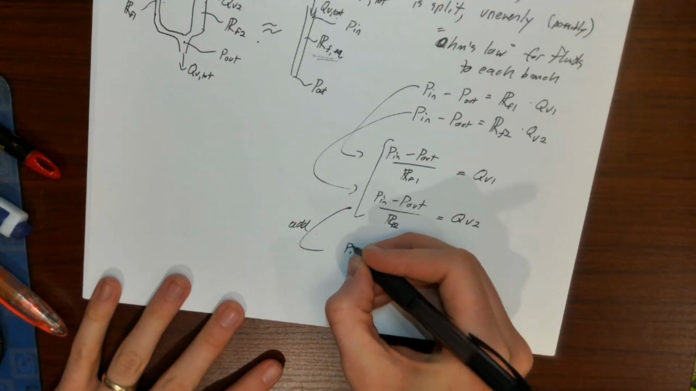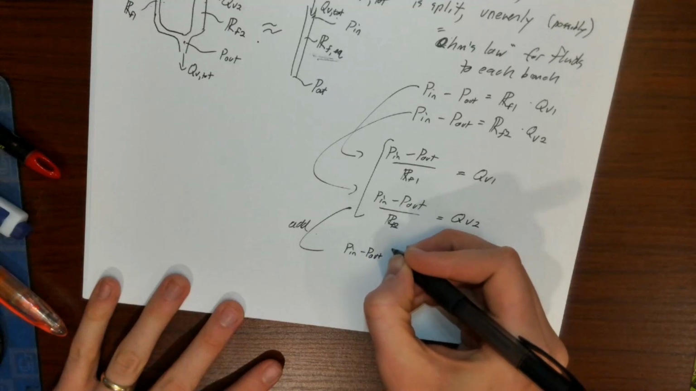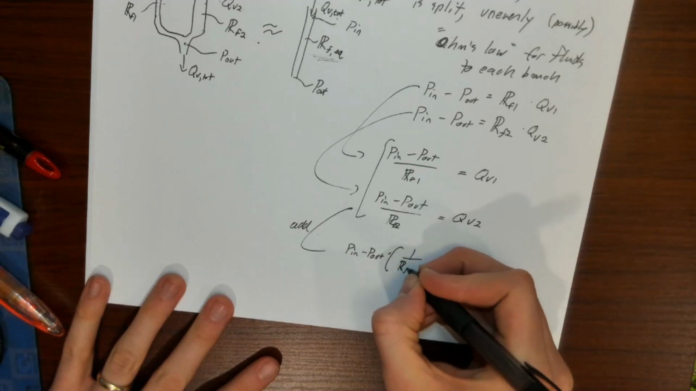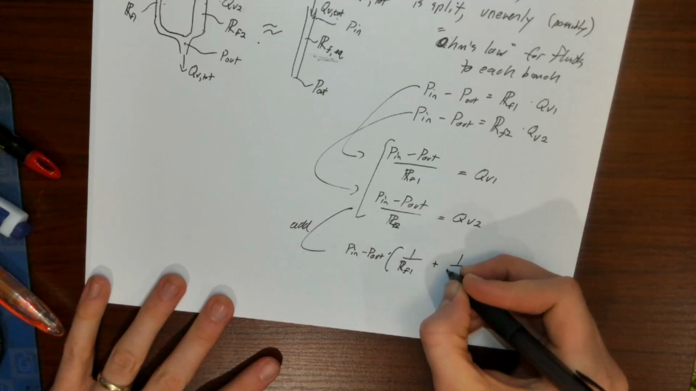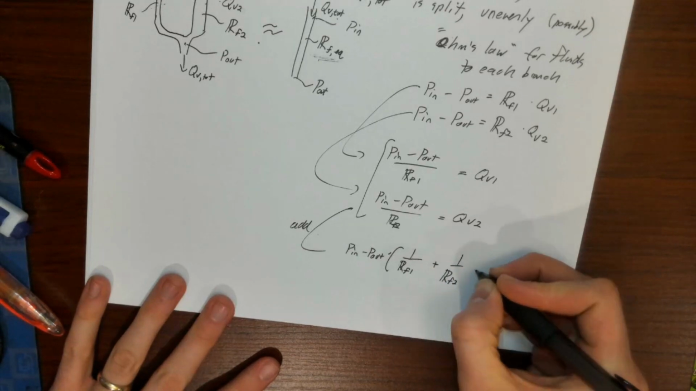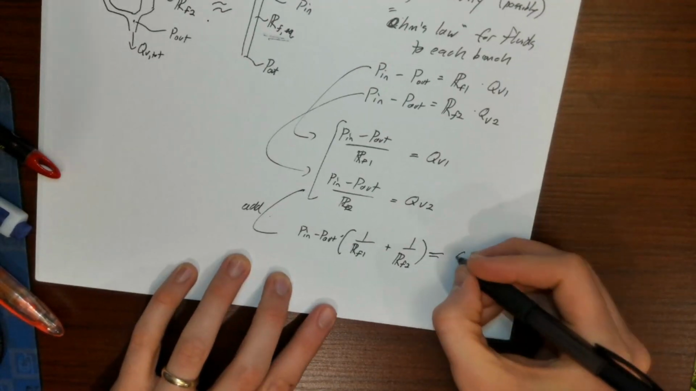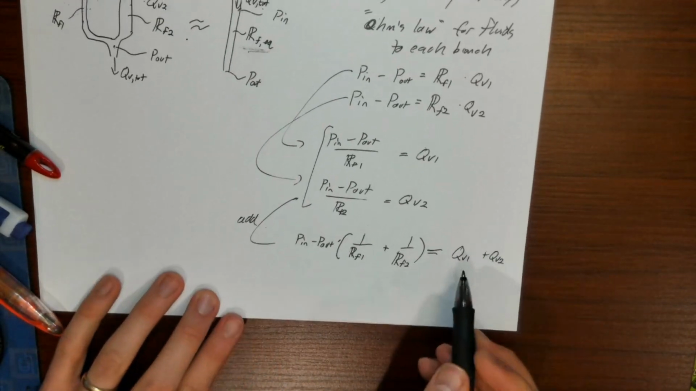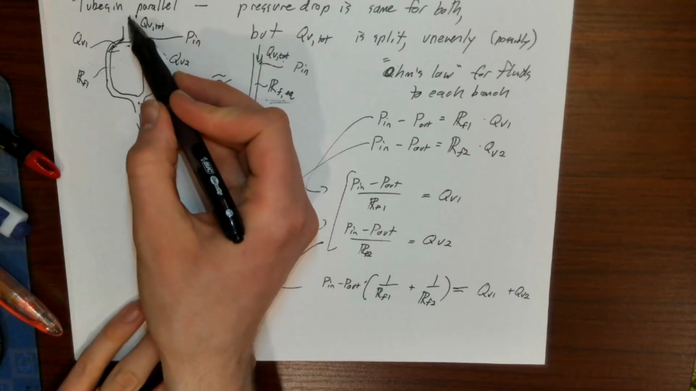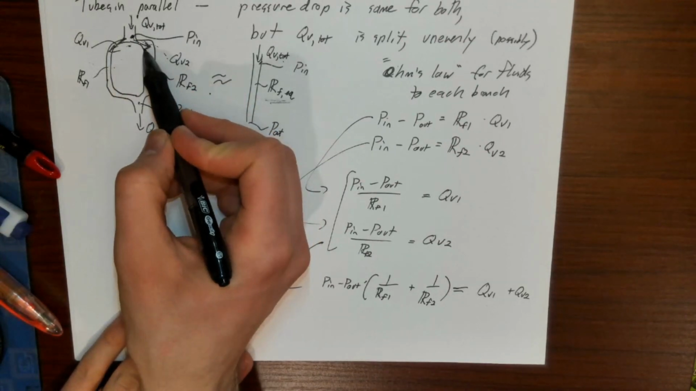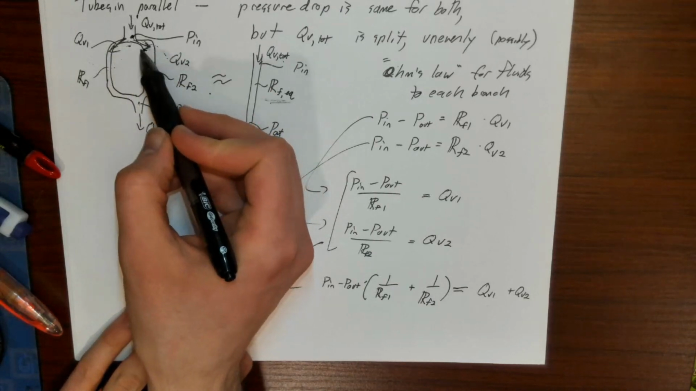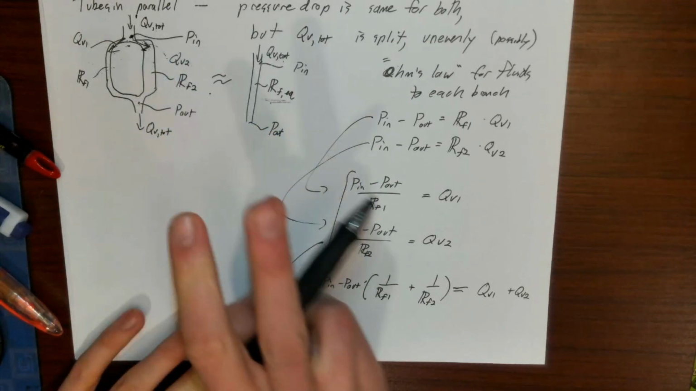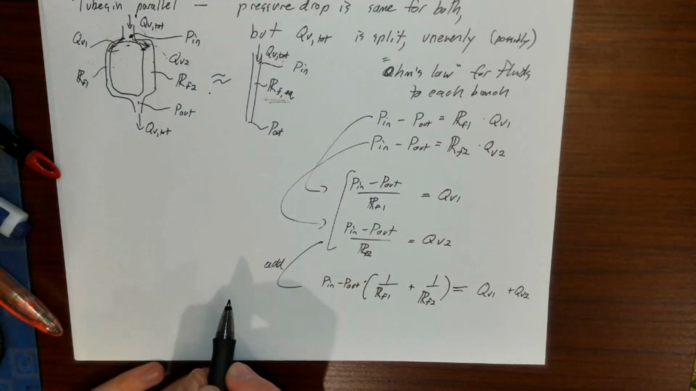If I then take these two results and add them, what do I get? I get P in minus P out times, well, both of these terms have a P in minus P out, so I get 1 over the fluidic resistance for number 1 plus 1 over the fluidic resistance for number 2, and that's equal to QV1 plus QV2, the two volumetric flow rates. And if you remember, I said the total volumetric flow rate is split into these two branches. So these two branches must add up to the total volumetric flow rate, essentially applying conservation of mass to this part of the branch.